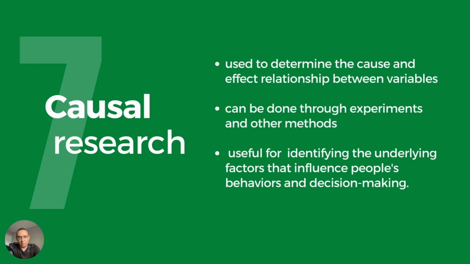The seventh and final kind is causal research. So this is used to determine the cause and effect relationship between variables. And this can be done through experiments and other methods, and it's useful for identifying the underlying factors that influence people's behaviors and decision making.